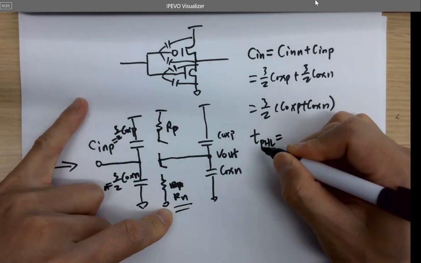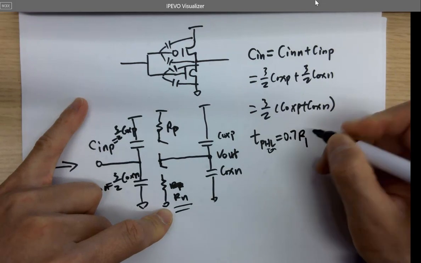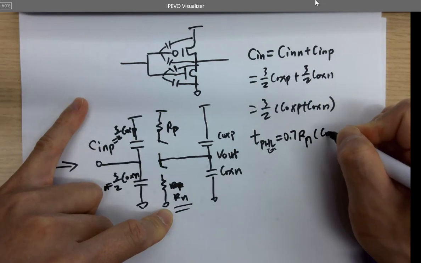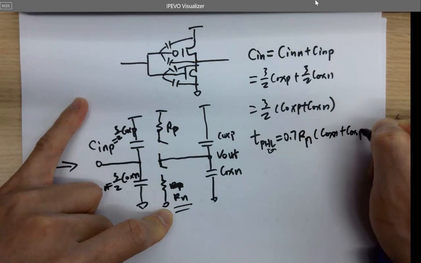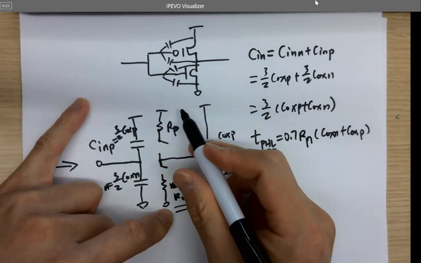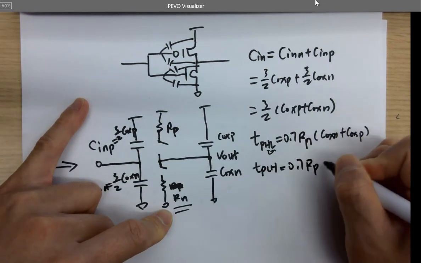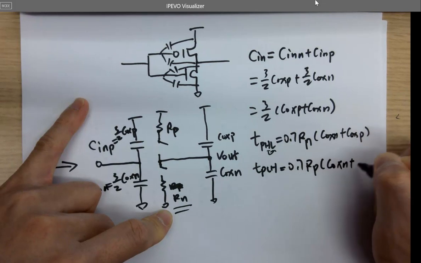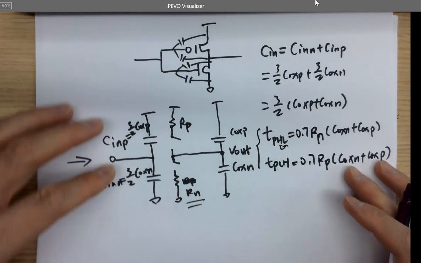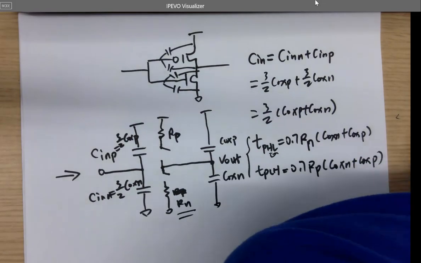So TPHL equals 0.7 Rn, right? And COXN plus COXP. TPLH is being put up to VDD, so Rp is engaged, so it's 0.7 Rp times (COXN plus COXP). Any questions so far? Is it clear? Okay, it's a quick review of what we covered at the end of the lecture on Monday.